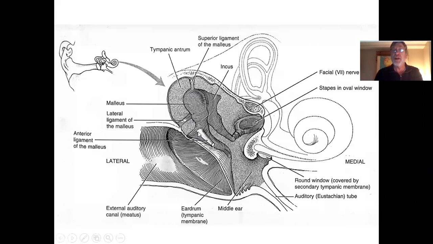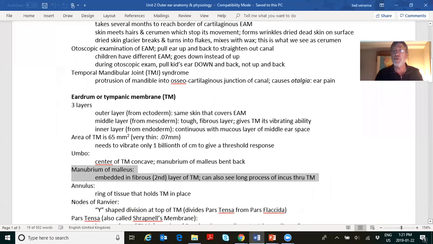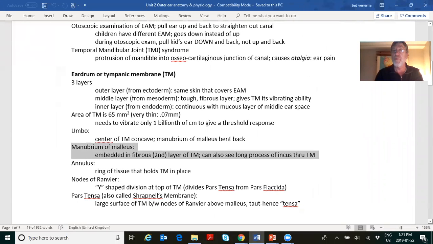Notice how the handle of this bone is called the manubrium of the malleus. Pretend this is a hammer; I'd be holding this and banging with that. Look at how the handle runs from the top of the eardrum down to the umbo. The bone doesn't cover the bottom half of the eardrum. Back to the notes: the manubrium of the malleus is embedded into the middle layer of tissue of the tympanic membrane. It's literally embedded in there.